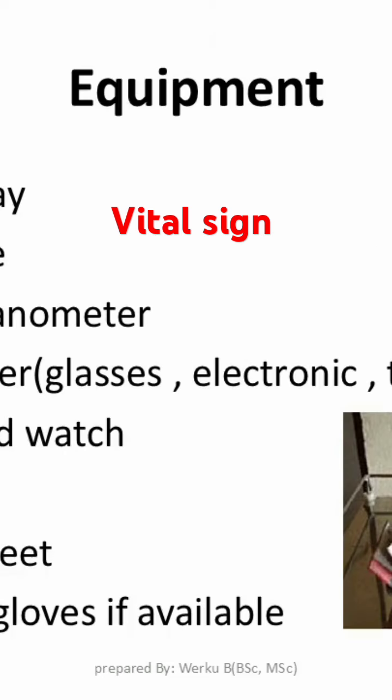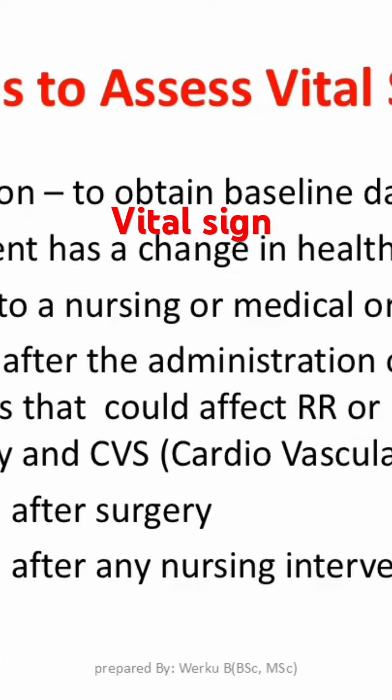To measure vital signs, you will need a vital sign tray, stethoscope, sphygmomanometer, thermometer, second-hand watch, pen, vital sign sheet, and disposable gloves if available. Vital signs should be assessed on admission, when there is a change in health status, according to medical orders, before and after certain medications, surgery, and nursing interventions.